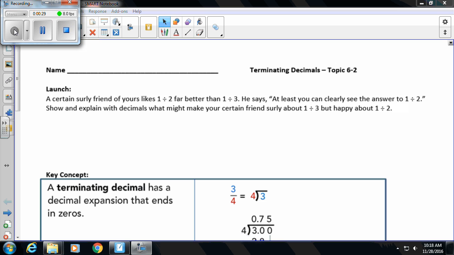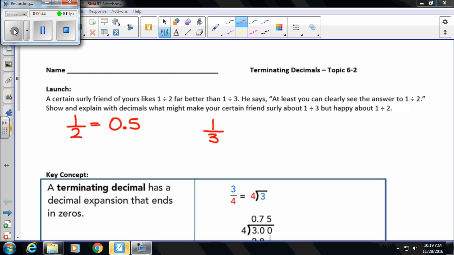1 divided by 2. We know right away 1 divided by 2 is 1/2, which we know is the decimal 0.5. If we look at 1/3, 1 divided by 3, we know from yesterday that it is the repeating decimal 0.3, with the 3 repeating. And I agree with the surly friend. I like 1/2 better because it's a terminating decimal. It stops. It does not go on anymore. But 1/3 goes on forever. So 1/2 is clearly a nicer fraction to work with when it's written in decimal form.